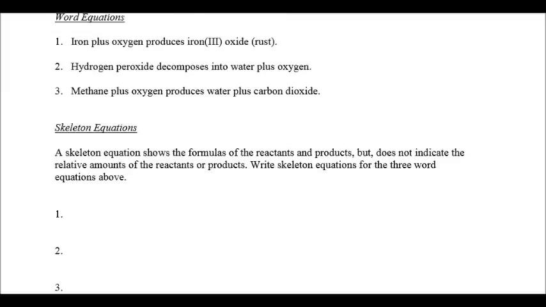So iron, Fe, which is a solid, will react with oxygen. Now oxygen is one of our diatomics, so we represent it as an O2 molecule, will react to produce iron(III) oxide. Iron is plus 3, oxygen is minus 2. Number common to both is 6, so Fe2O3, and rust is a solid.